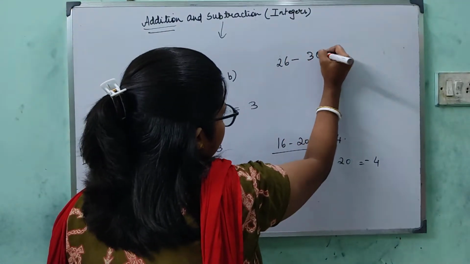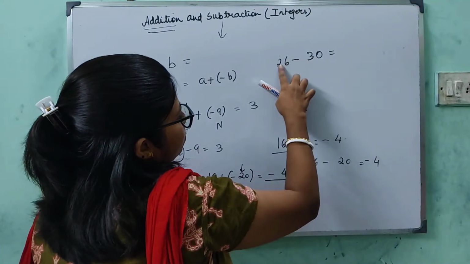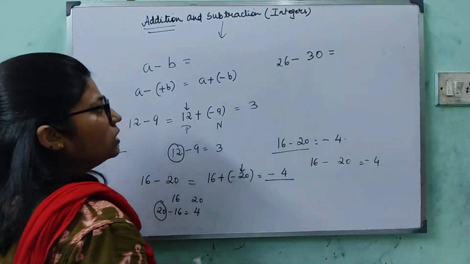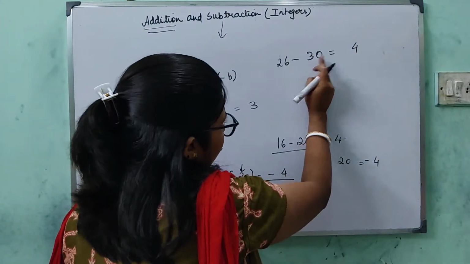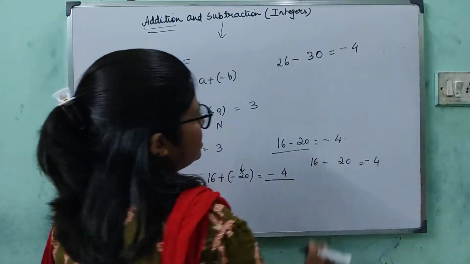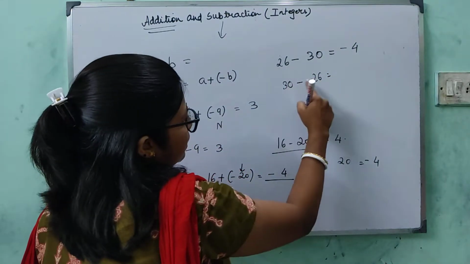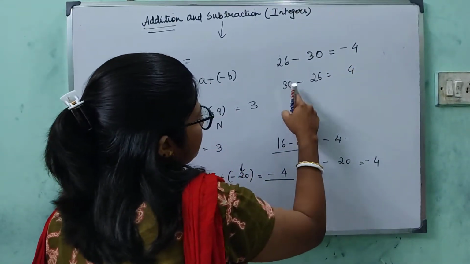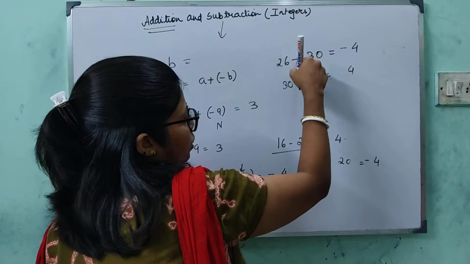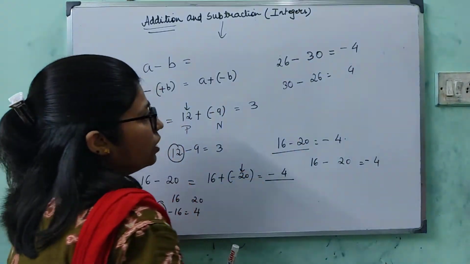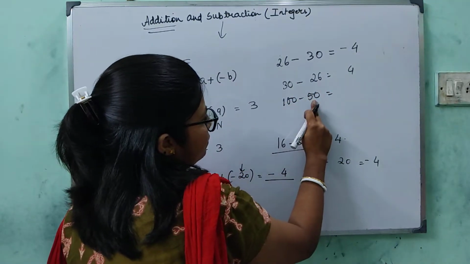Or you can say 26 minus 30. So 26 is one number, 30 is one number. So smaller number minus bigger number. First you find out the difference. 30 minus 26 is 4. What is the sign before 30? Minus sign. Put a minus sign over here. If I say 30 minus 26, that is 4. Which is greater? 30 is greater. Sign before 30 is positive, so positive. Here the sign before 30 was negative, so negative 4.